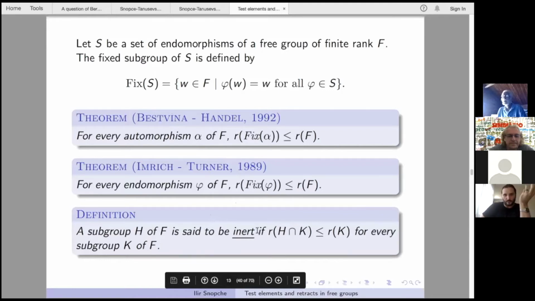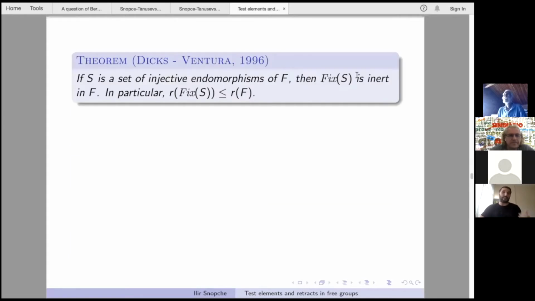In particular, note that if H is inert, and you take K to be F, then the rank of H is less than or equal to the rank of F. So that's why this notion is connected to these two results. The next interesting result in this direction is the result of Dicks and Ventura in 1996, who proved that if S is a set of injective endomorphisms of F, then Fix S is inert in F. In particular, the rank of Fix S is less than or equal to the rank of F. So the Scott conjecture was also proved for an arbitrary set of injective endomorphisms.